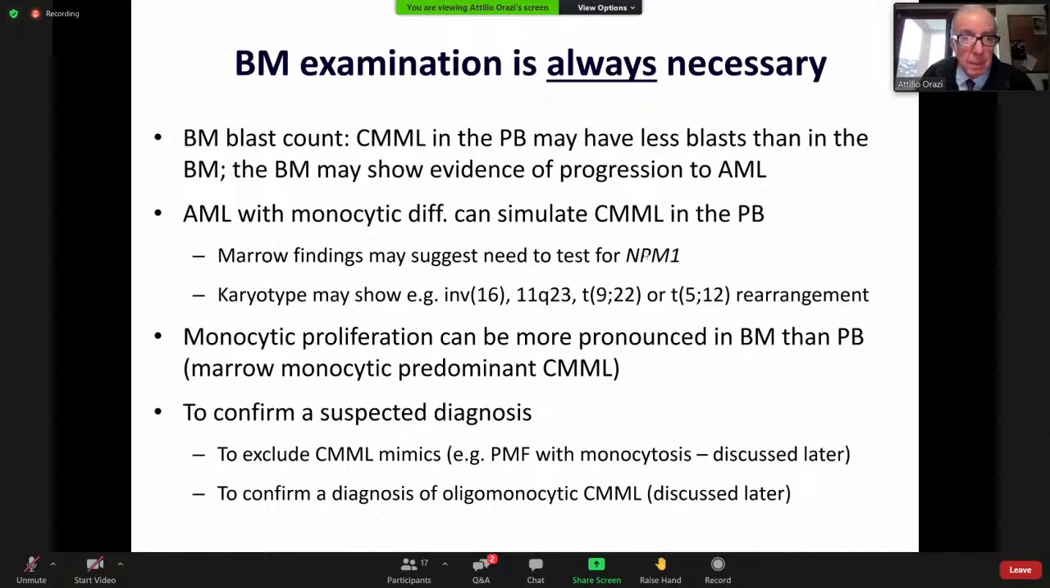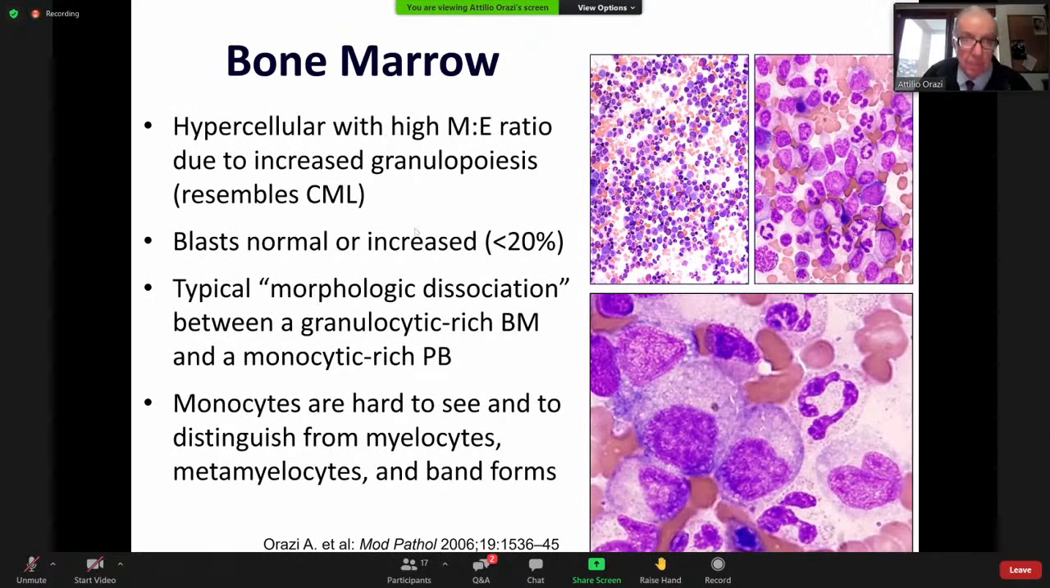So let's move on. Bone marrow. The bone marrow is hypercellular, has a very high myeloid to erythroid ratio. Usually, you look a bit like CML. You look like chronic myeloid leukemia. The typical morphologic dissociation that Daniel Catovsky used to lecture on many years ago at Hammersmith is true. When you look at the bone marrow in a superficial way, it is very myeloid rich. You don't see the monocytes because they look like myelocytes or promyelocytes sometimes or metamyelocytes. So you can't really tell them apart unless you are a very good morphologist.